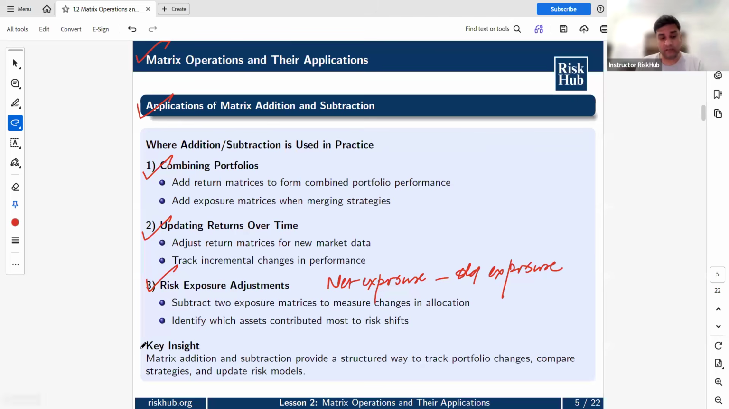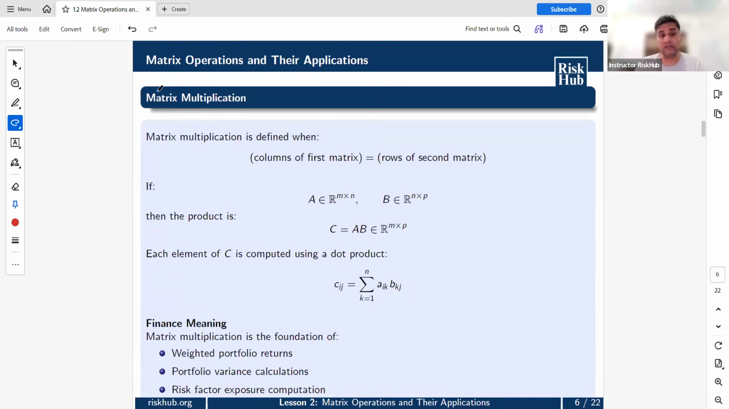Overall, what you need to remember very clearly is that addition or subtraction introduces the concept of linear systems evolving incrementally. This becomes greater understanding in your stochastic calculus, your time series models, etc. Right? So which we need to understand. Then we get into the next part, which is your matrix multiplication.